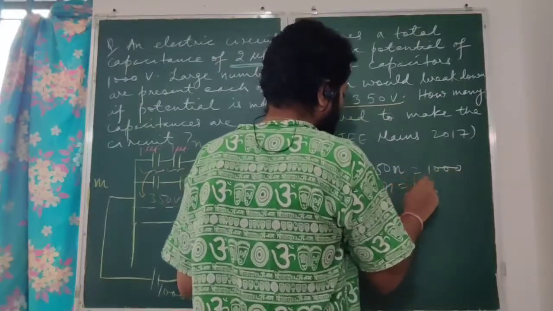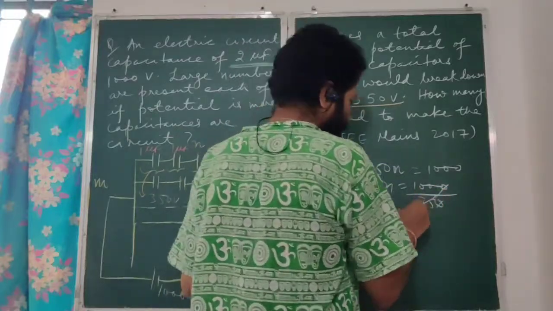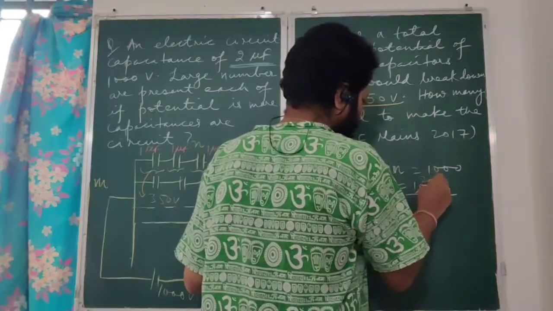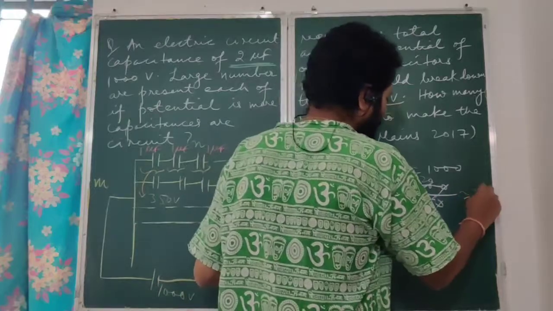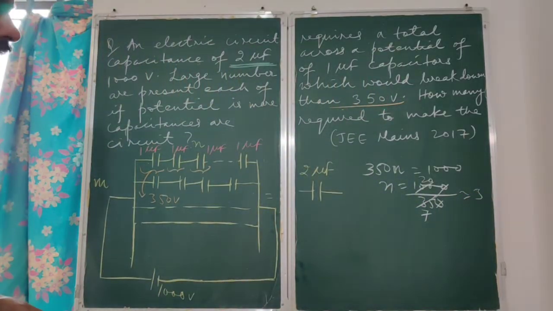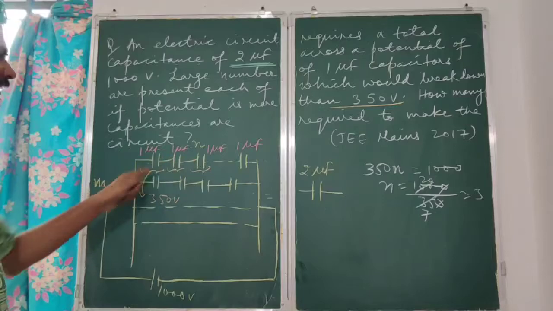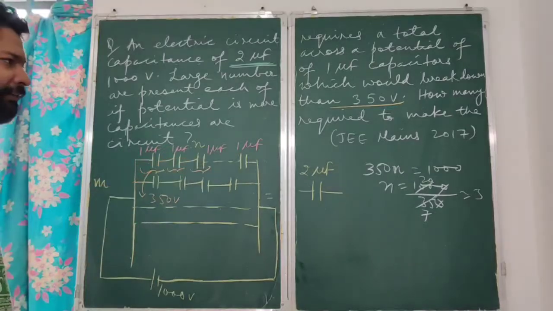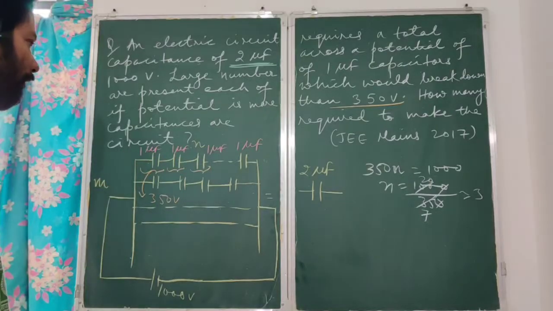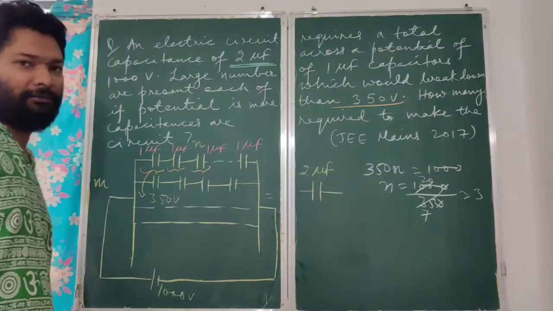So what is n? 1000 by 350, which is approximately 3. Now if 3 capacitors are there in a row, then what is the equivalent capacitance? It will become 1 by 1 plus 1 by 1 plus 1 by 1, which is 1 by 3.